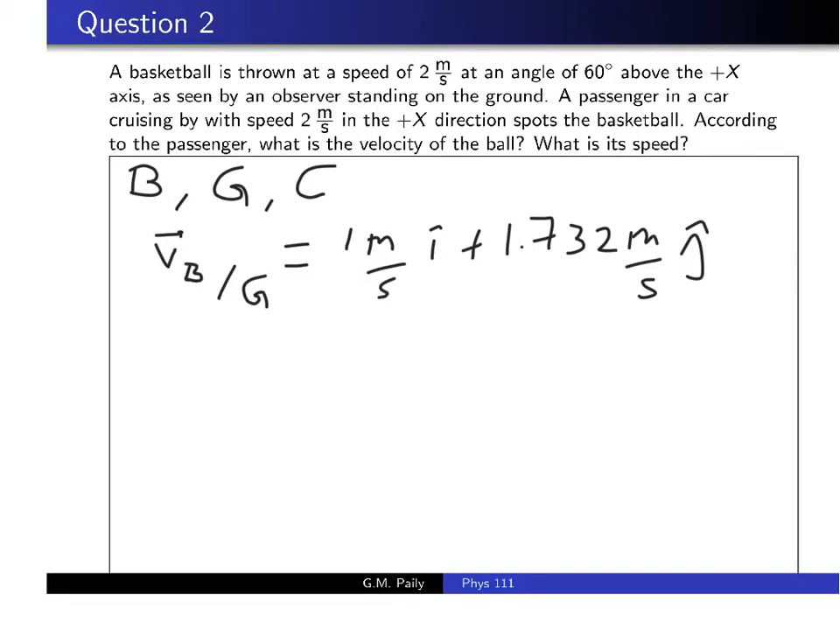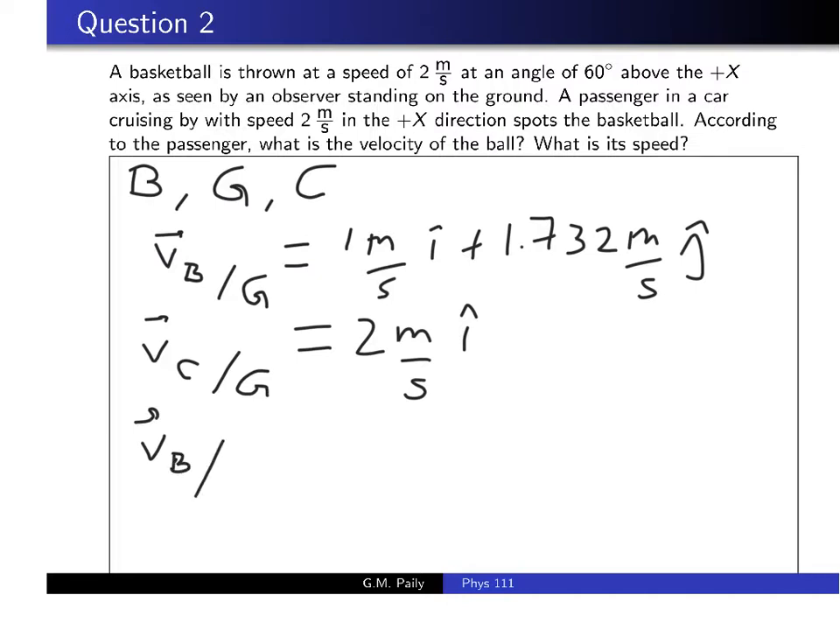Next, we realize that we are given information on the velocity of the car as seen by the observer on the ground. This is simply 2 meters per second I hat. Finally, we want the velocity of the basketball as seen by the observer in the car. How do these three velocities relate?